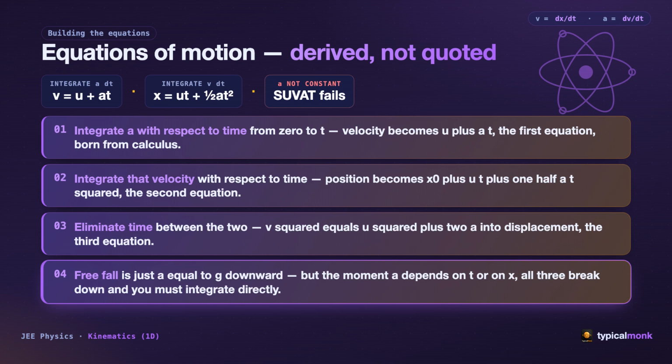Free fall is nothing new. Just set acceleration equal to g downward. But remember the fine print. The moment acceleration itself depends on time or on position, all three of these break down, and you must return to direct integration.